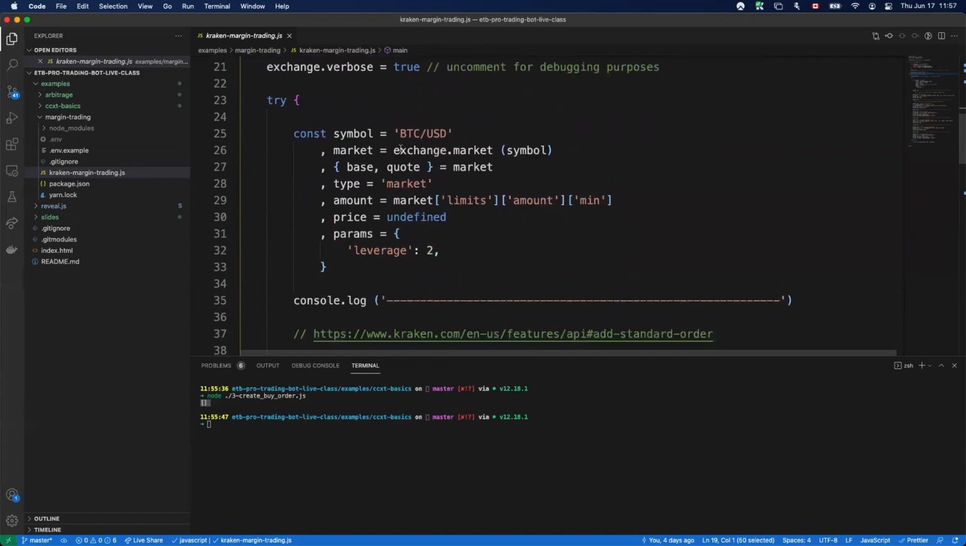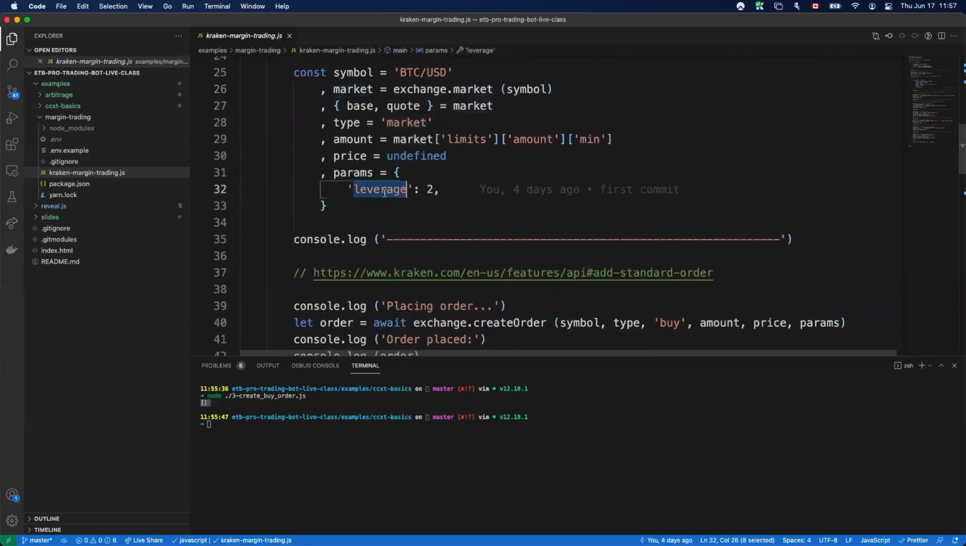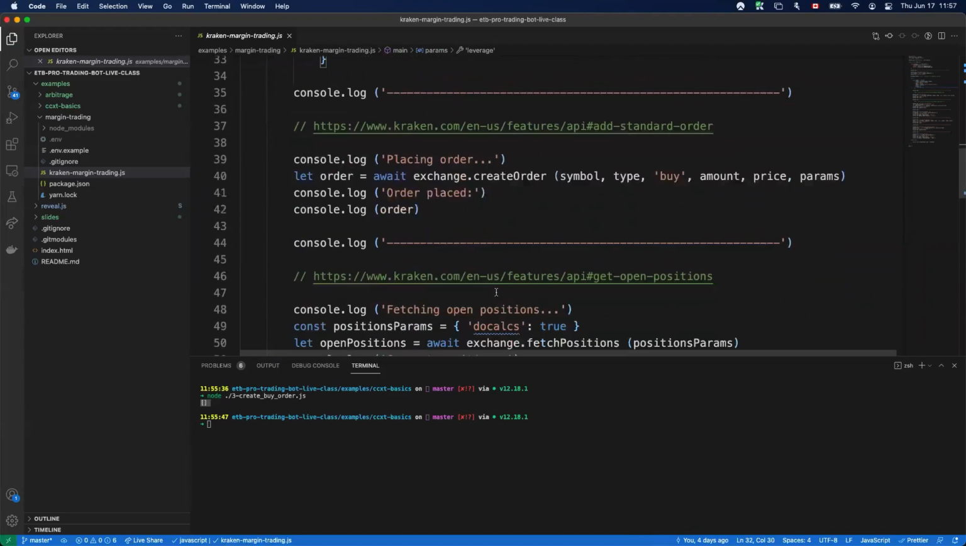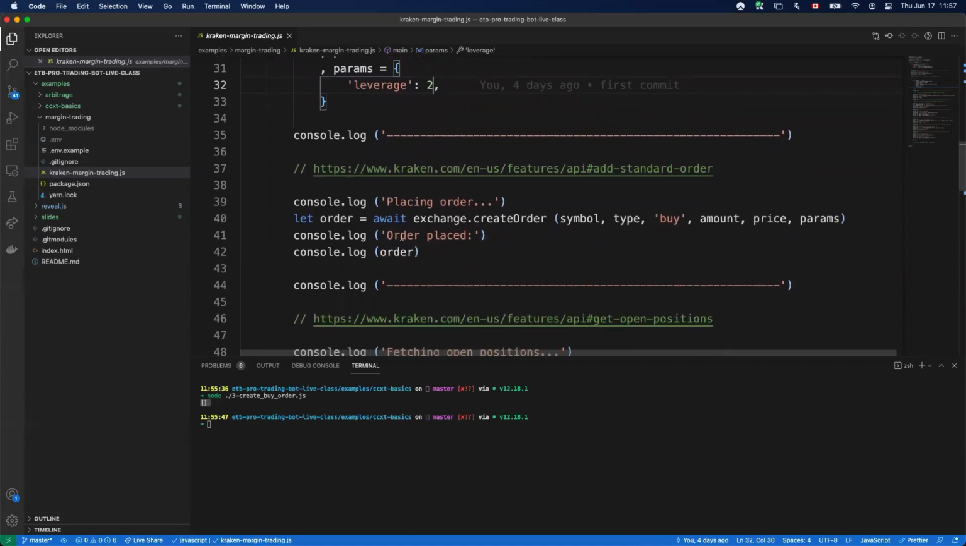After that, we will be defining the symbol of the assets that we would like to trade on, followed by all the market data that we need in order to pass as an argument of a function. Here I'm doing leverage margin trading of, say, 2. So all this setup is done. After that, we're going to place the order.